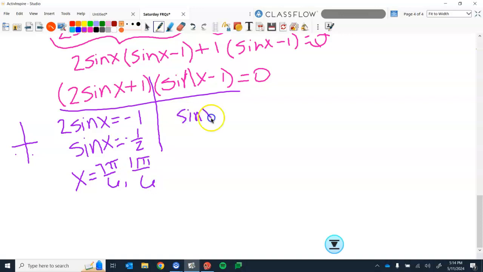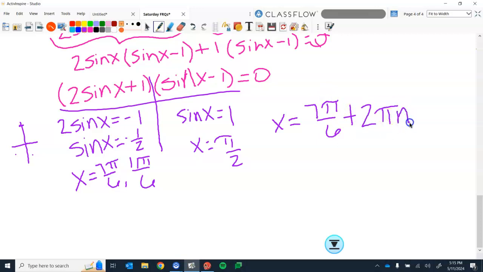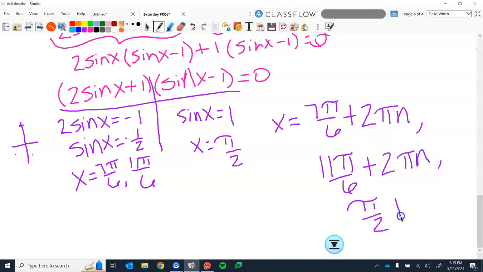All right, so then I'm going to do the same thing over here. Sine of x is equal to 1. Well, that's only here at pi halves, so x is equal to pi halves. Now, if this had said from 0 to 2 pi, there are my answers. But it didn't. It said in the entire domain. So I have to say x is equal to 7 pi/6 plus 2 pi n, 11 pi/6 plus 2 pi n, and pi halves plus 2 pi n.